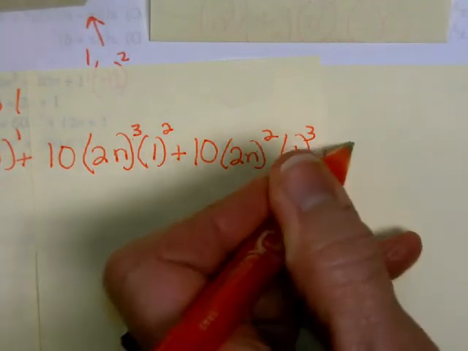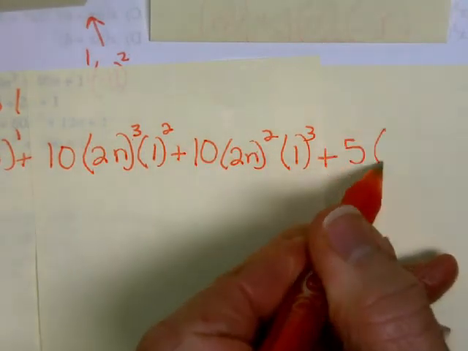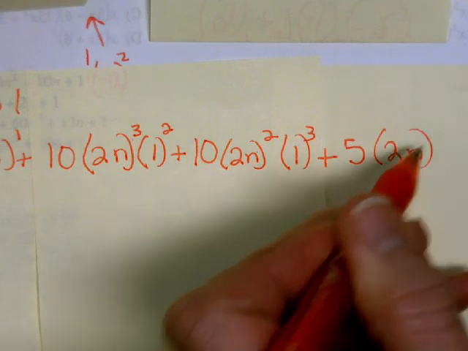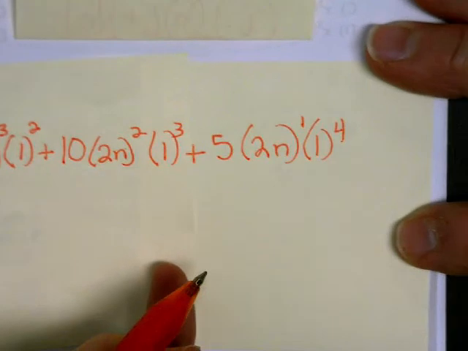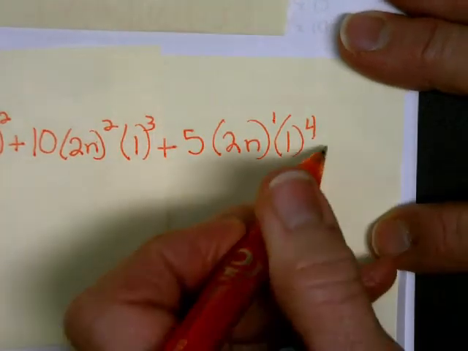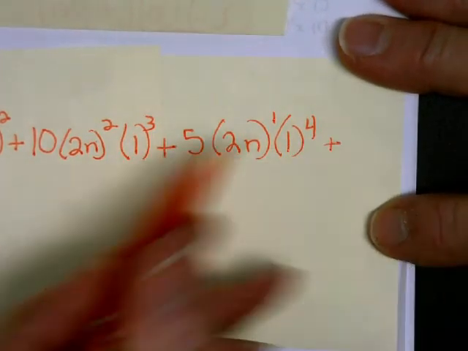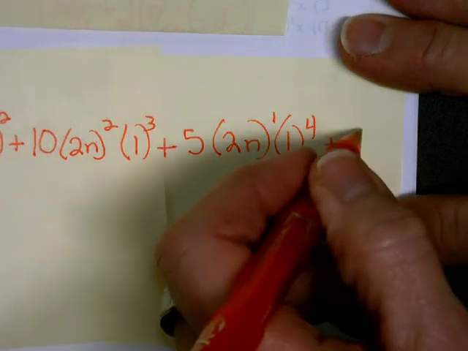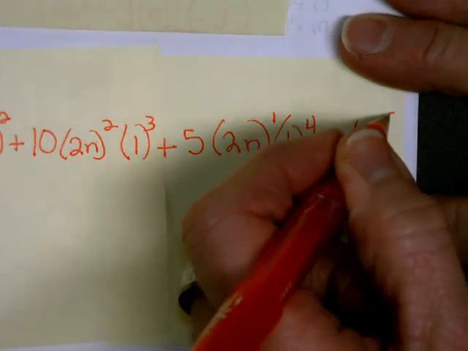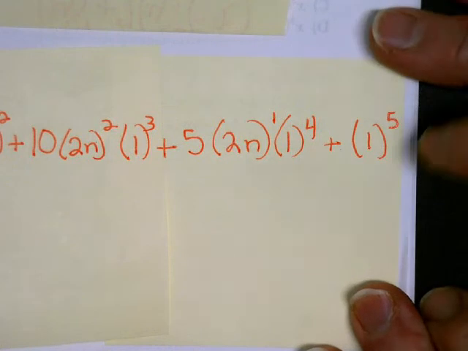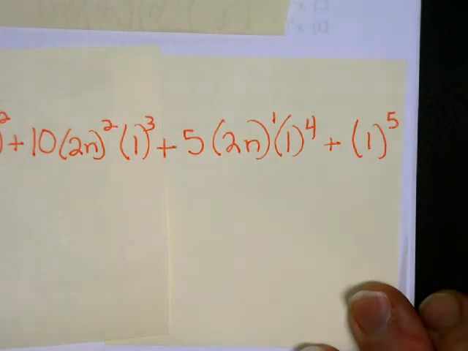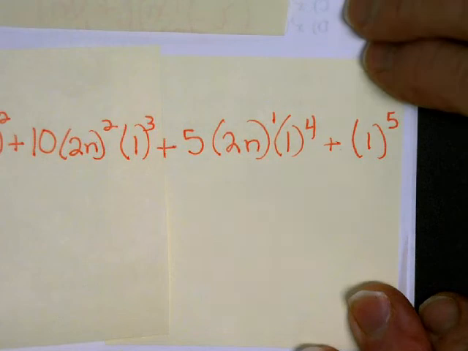Okay. I got to use my 10. Now I'm going back down again to a 5. 2n goes to the first power. 1 goes to the fourth power. And then my last one, coefficient's 1, the second term is 1, and the power is 5 again. Well, they all ended with 1, so that's not going to help you.